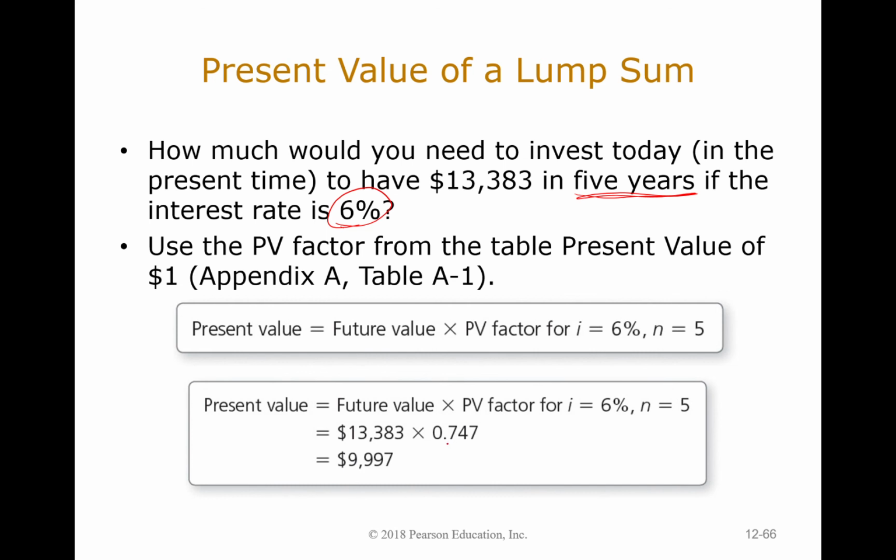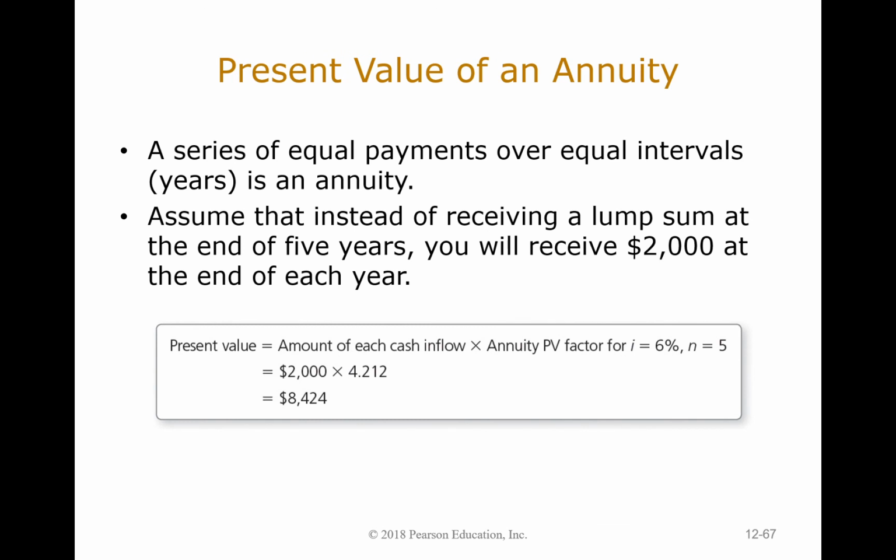Now if we look at that from the table, we'll see we get a rate of 0.747. So when we multiply the future value by this rate, we'll get $9,997. Now because these tables are missing the rest of the decimals here, we will have a rounding error whenever we use a table. Present value of annuity, this is where we have these equal payments over equal intervals.